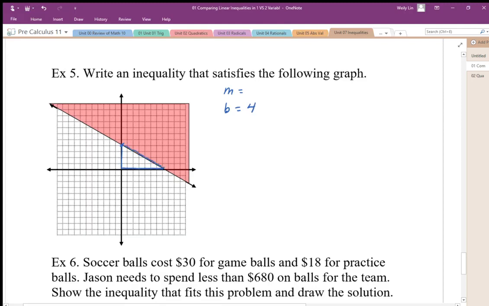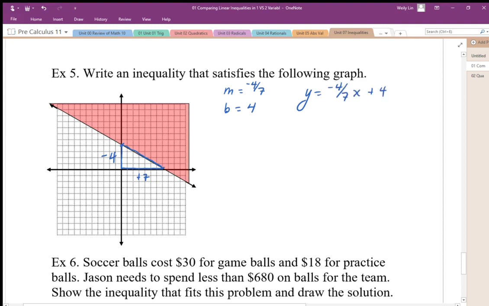So it looks like I have a rise going left to right. I go 1, 2, 3, 4 down, so minus 4. A run of 1, 2, 3, 4, 5, 6, 7, so plus 7. Okay, so my slope is negative 4 over 7. So my boundary line looks like this: y equals negative 4 over 7 x plus 4.